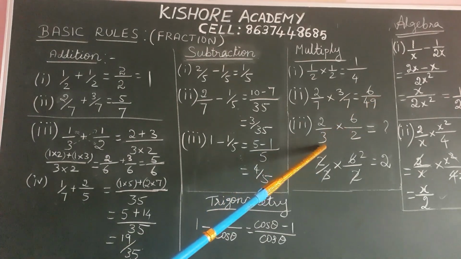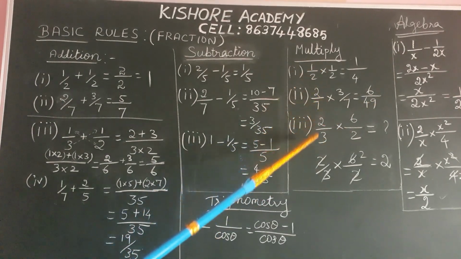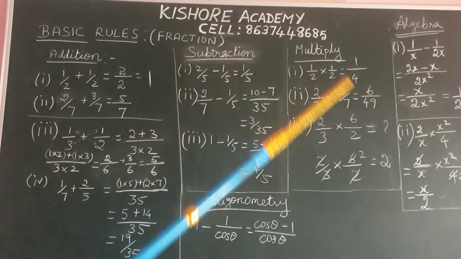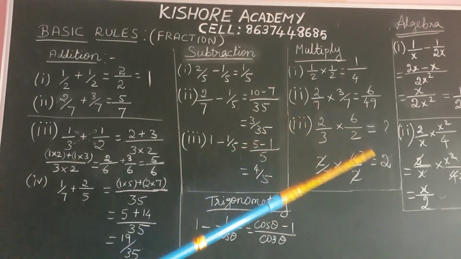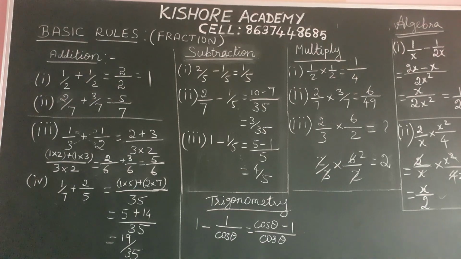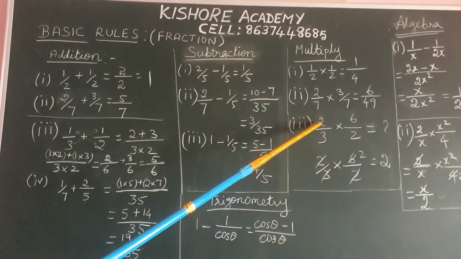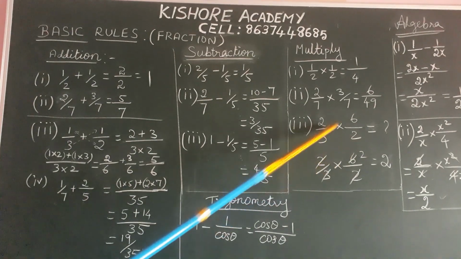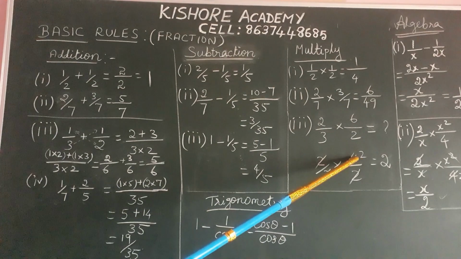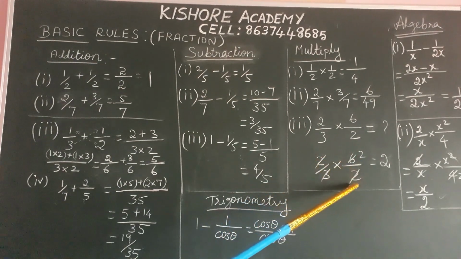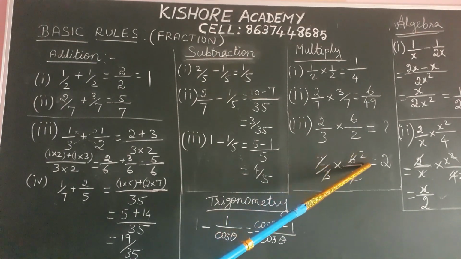So these two sums, the third sum is entirely different from the first two sums. See the third sum. If you can cancel the numerator value with the denominator value, you just cancel these values. So see here, 2 is cancelled with 2 and 3 is cancelled with 6. So the answer is 2. That's all. Multiplication, that's all.